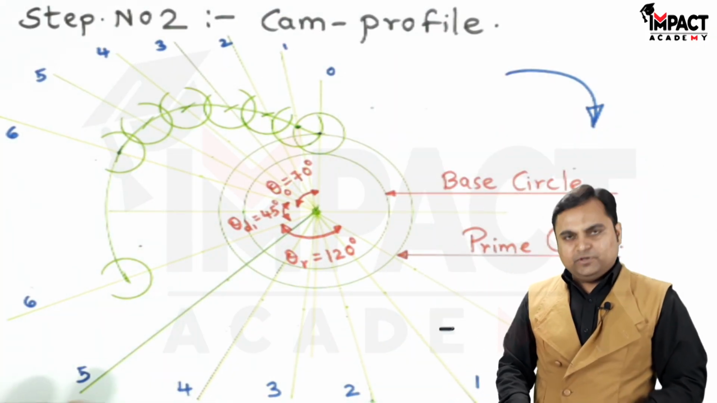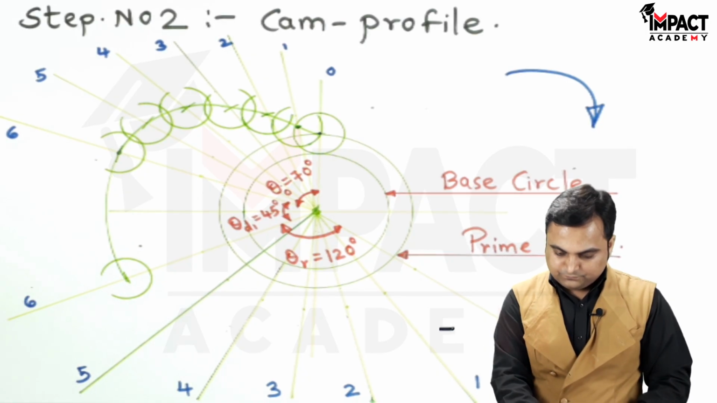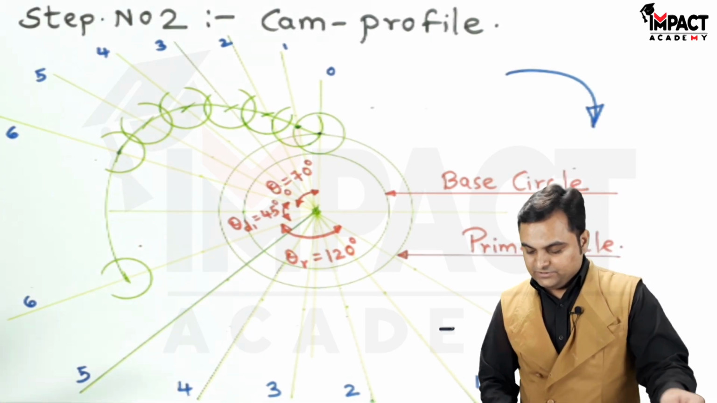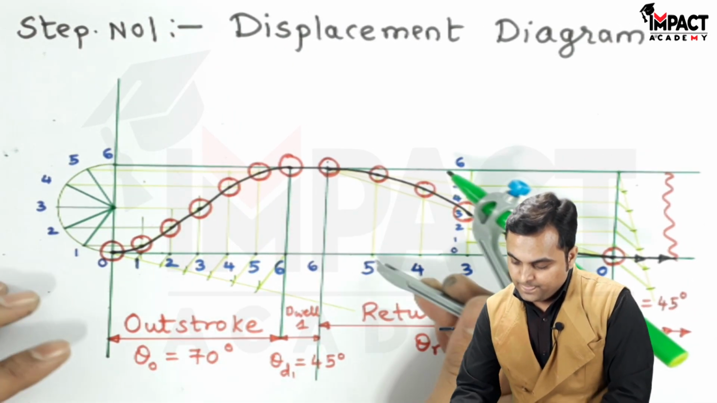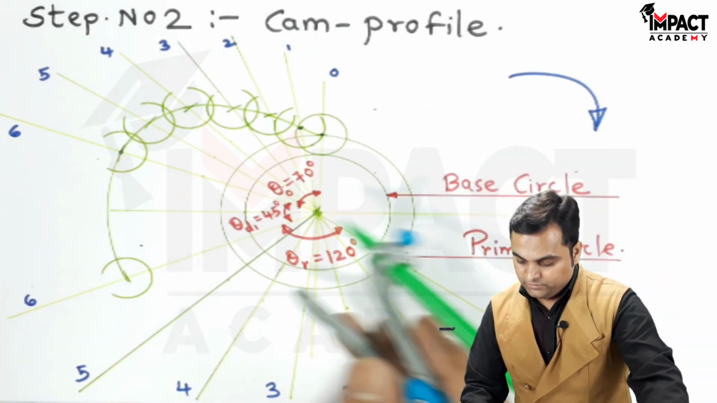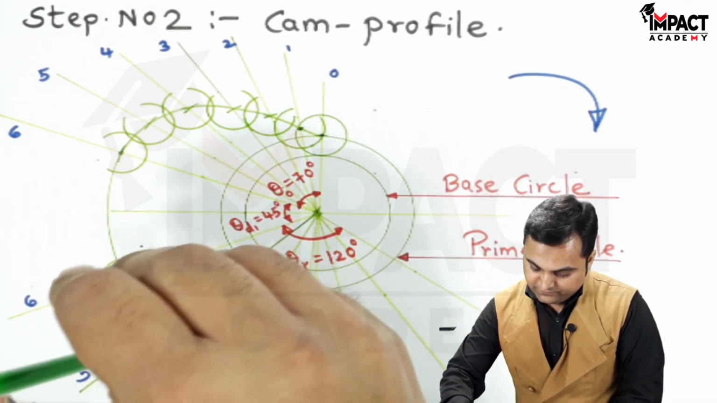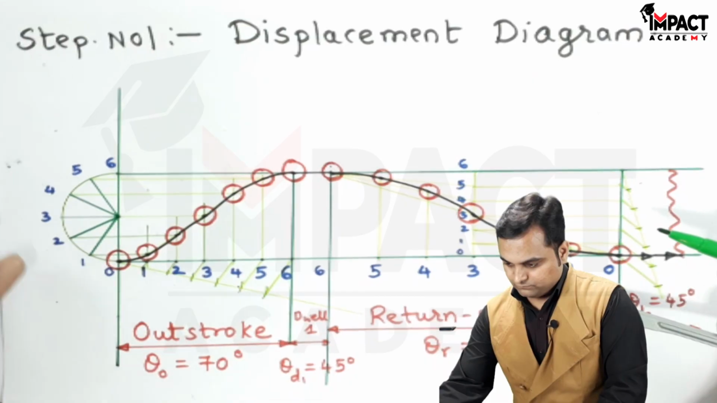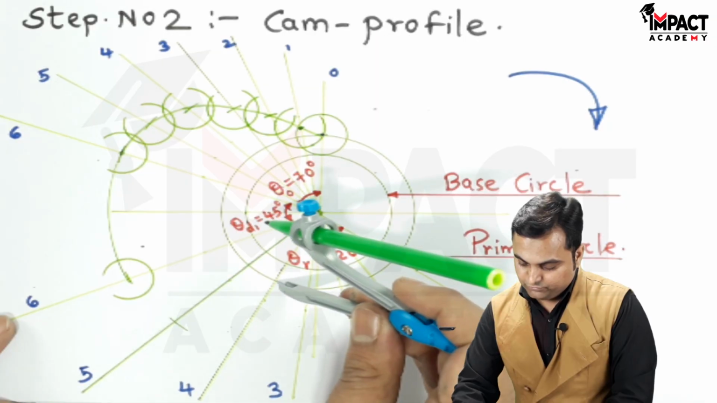Next, in a similar manner I would be drawing it for the return stroke as well. So taking the distance for point number 5, point 6 already has been plotted for the dwell. So from 5 up till this height, here I am getting 0.5. Keeping on the prime circle and cutting the line passing through this fifth division. Next, for point 4, keeping on the prime circle, marking onto the fourth division.